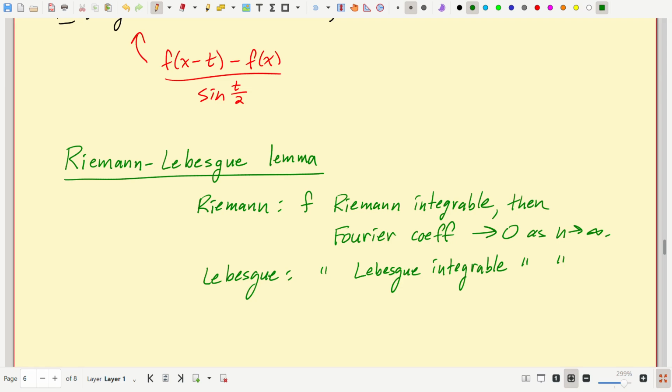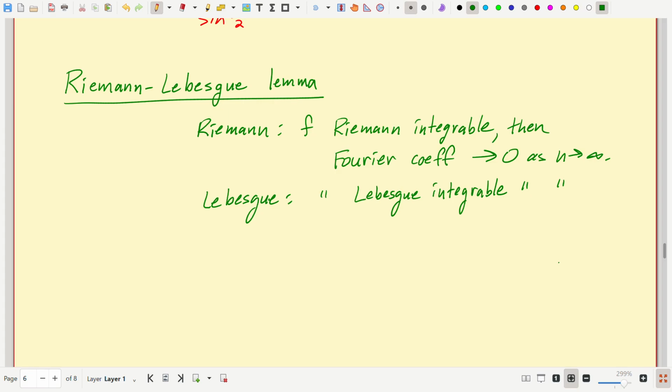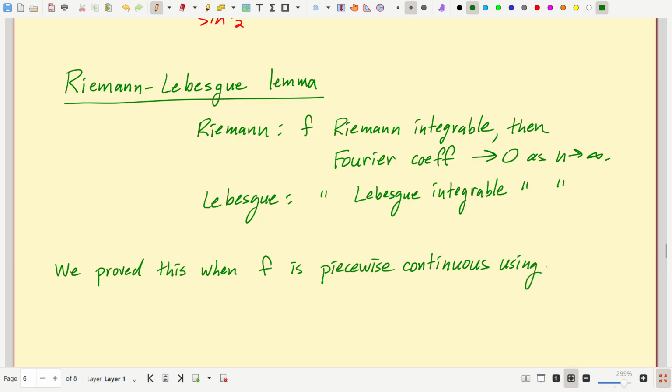Okay. And we proved that when f was piecewise continuous, using Bessel's inequality. But it's true in much more generality. In fact, the Lebesgue one is the most general one.